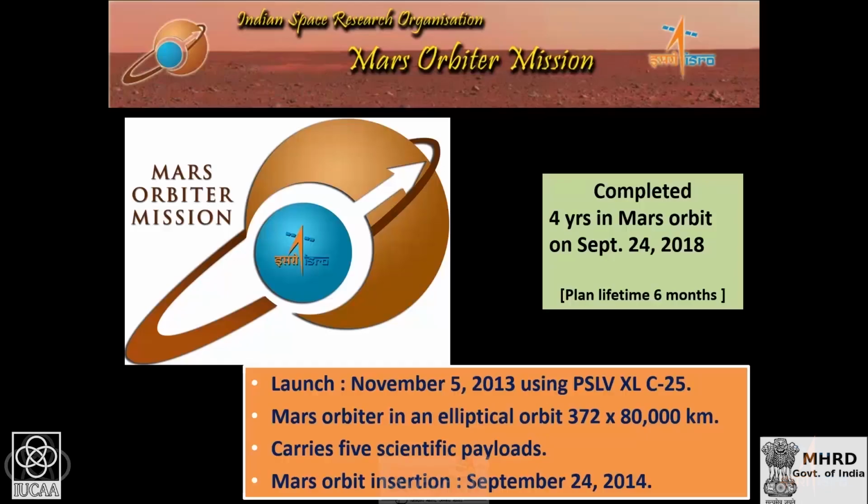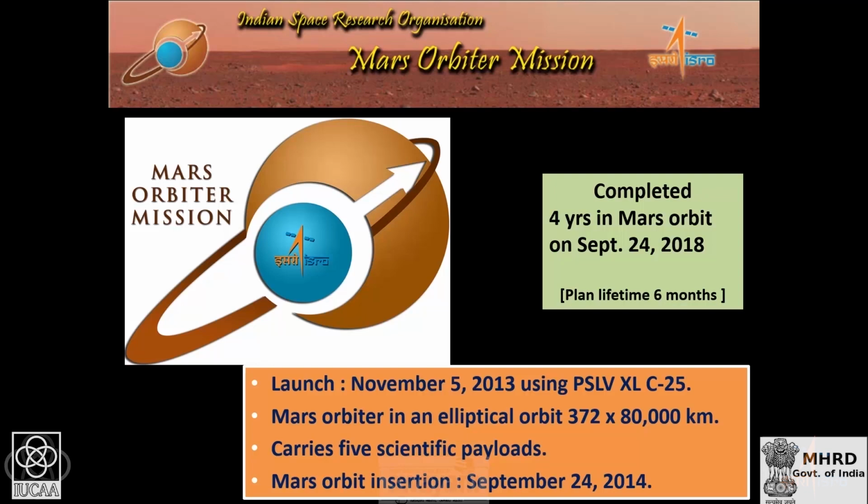Now, I will talk a little bit about the Mars Orbiter Mission. This is the first interplanetary mission of India, and as you must be aware, India is the first country in the world to have a successful insertion of an orbiter around Mars in its first attempt. The Mars Orbiter Mission, or MOM, has completed 4 years in its orbit around Mars, and it is going very strong. It was launched on 5th of November 2013 and arrived at Mars on September 24th, 2014 after a 10 months journey.